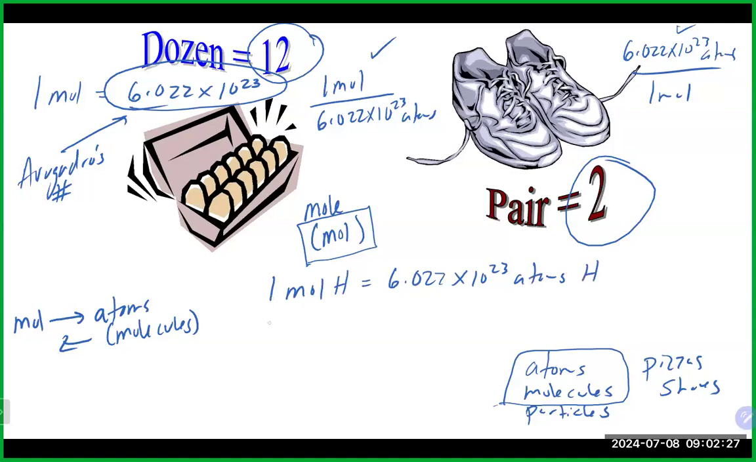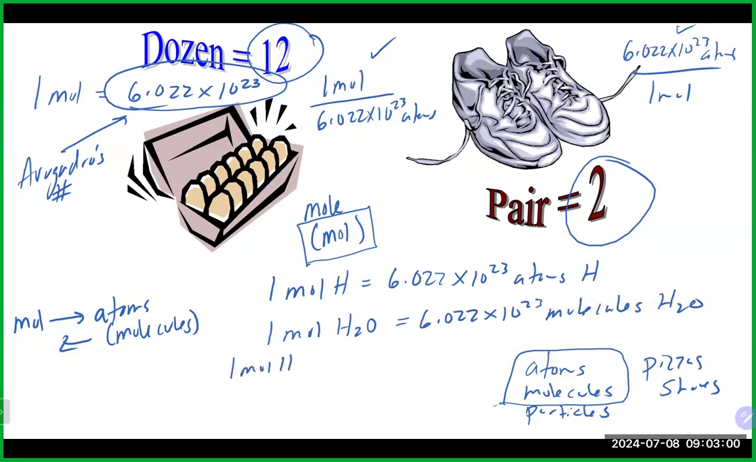You could also apply this to things that are not just elements, but things that are molecules, like water. 1 mole of water would equal 6.022 times 10 to the 23. Here, the units would be molecules because water is a molecule. So you could apply Avogadro's number to elements off the periodic table, and you can apply it to molecules and compounds. Again, it still gives you the same sort of conversion factors.